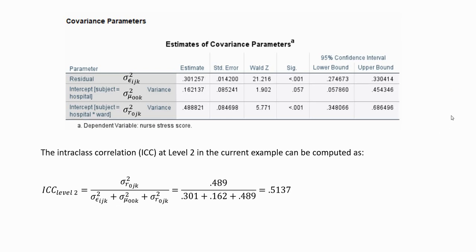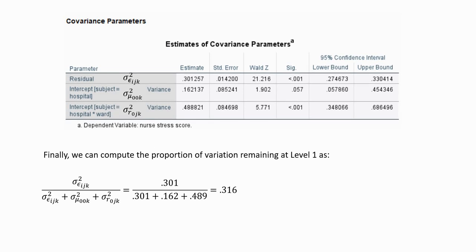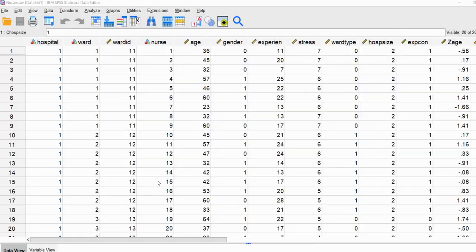With respect to the ICC at level 2, we would be taking the 0.488, or we'll just round off to 0.489, taking a ratio of that variance right there to the sum of all the remaining variances. And then, by the way, if you wanted to figure out the proportion of variation still remaining at level 1, that's easily done just by taking the 0.301 that we have right here and then dividing it by the sum of all three of those variance estimates.